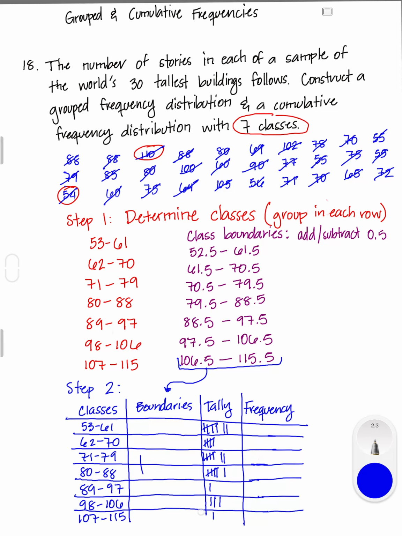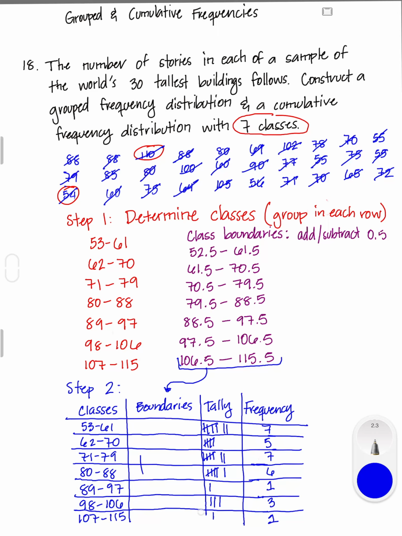So for frequency, we have 7 for the first class, we have 5 for the second class, we have 7 for the third, we have 6 for 80 to 88, we have 1 for 89 to 97, we have 3 for 98 to 106, and we have 1 for 107 to 115.